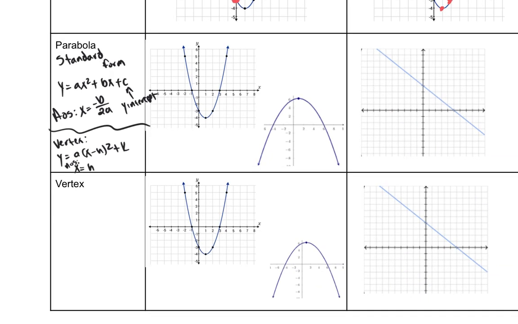For vertex, vertex is the h and k from vertex form. It's this point right here. It's either the highest or the lowest. This one doesn't have a vertex because it doesn't have a turning point. It doesn't turn around and go back the other way. So this one does not have a vertex.